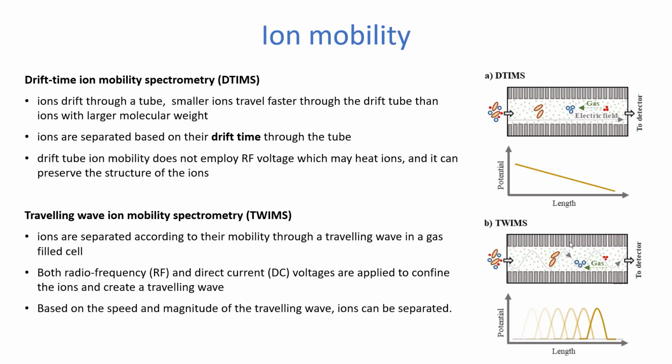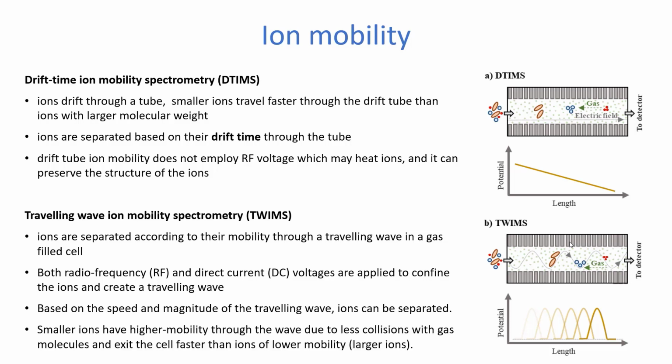And then based on the speed and magnitude of that traveling wave, you can separate your ions, and you can do it with much more purpose. You can actually select with this. And again, smaller ions will have higher mobility due to less collisions with the gas, and they exit the cell faster. But compared to drift time, where you have a linear progression of ions coming out of the cell with their drift length, you're going to see more of a wave-shaped signal from the traveling wave.